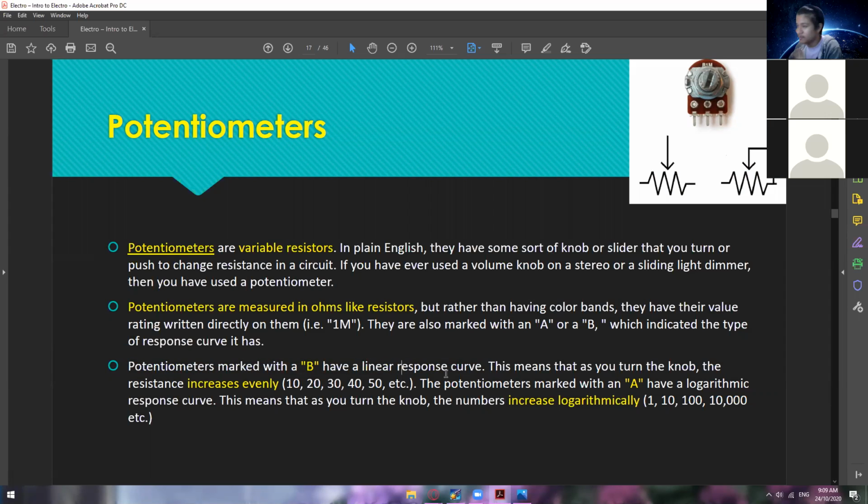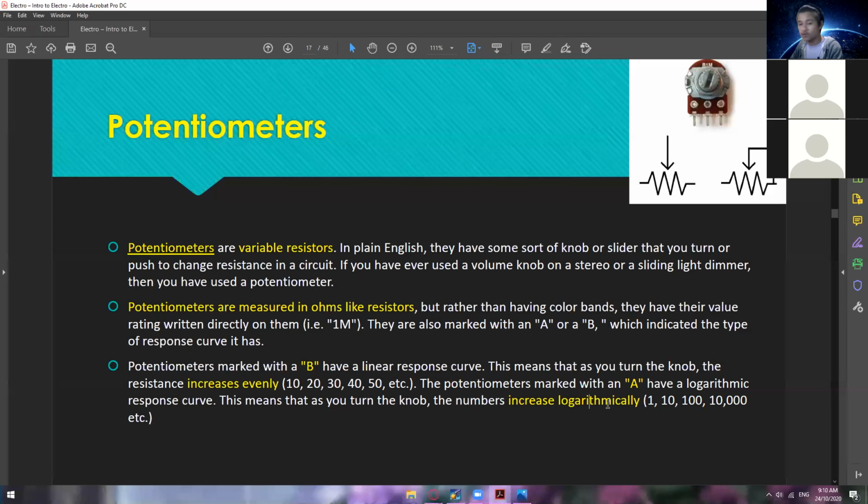So what do you mean by linear response curve? This means that as you turn the knob, the resistance increases evenly. So it's even upon increasing or decreasing. Let's say if it's increasing by 10, then it can also decrease by 10. Okay, so 10, 20, 30, 40, 50. And then the potentiometers marked with an A have a logarithmic response curve. This means that as you turn the knob from left to right or right to left, the numbers increase logarithmically. The other one increases evenly. For the letter A, it increases logarithmically.